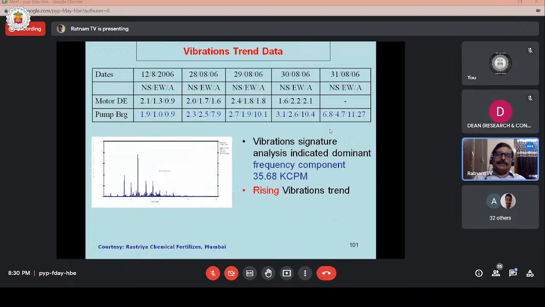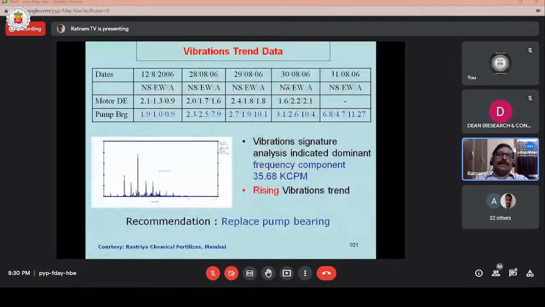Vibration trend data is taken over a period in the month of August, on the 12th, 28th, 29th, 30th, and 31st. Both the motor drive end and pump bearing side vibration levels are taken, overall vibration levels only. So these levels are increasing at the pump bearing.